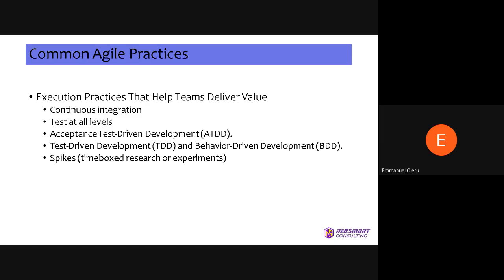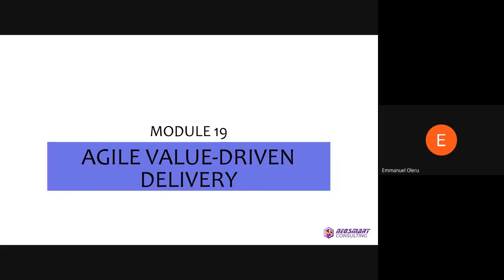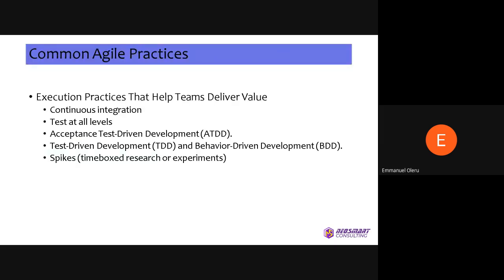And then spikes, basically time-boxed research or experiments for our project and program. So basically, these are the basic common agile practices that we use daily in our movement and in everything that we do as it relates to Scrum.